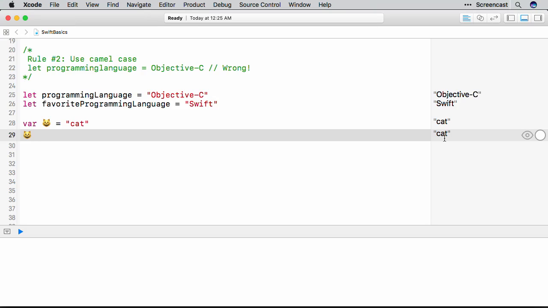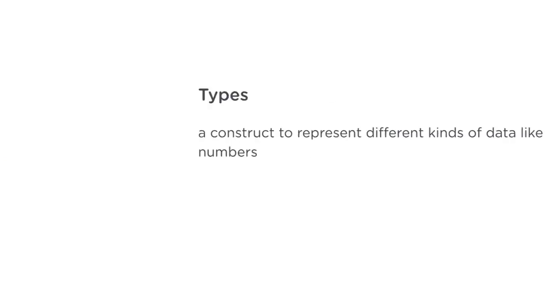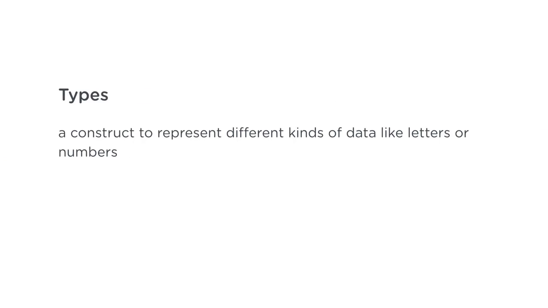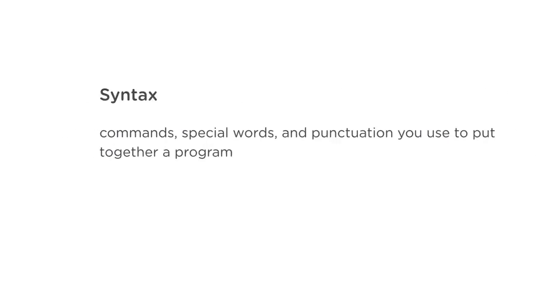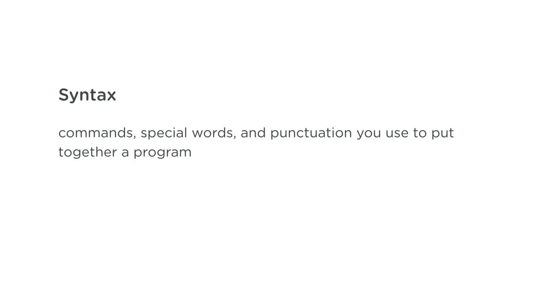High five. I find it a good practice to recap what we've learned in the last videos before we take a short break, so let's do that. First up, we learned about types and syntax. A type is a construct to represent different kinds of data, like letters or numbers. We briefly touched on a new type that you've never heard of before, strings, and we'll look into what strings are more in depth in the next video.